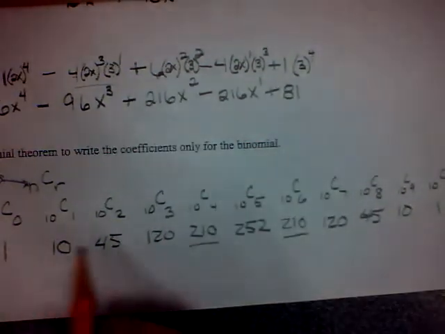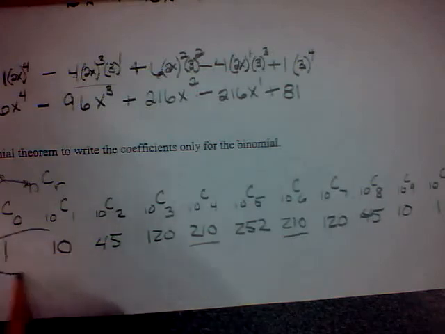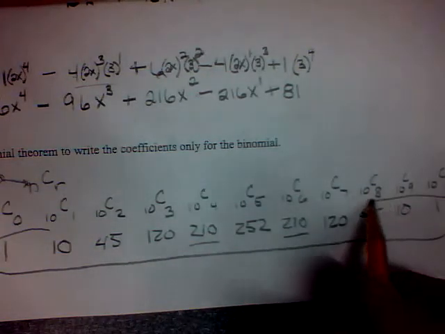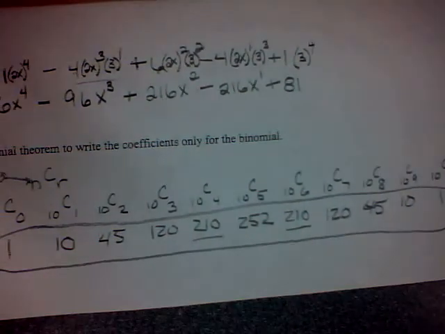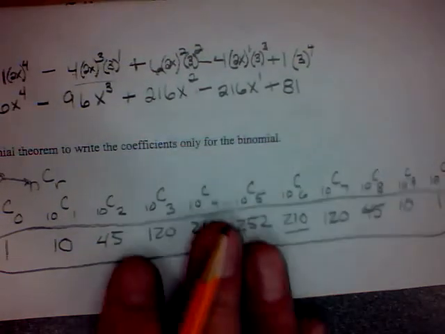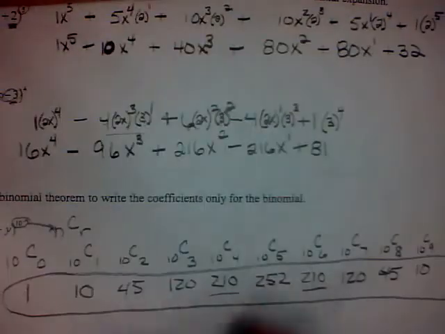Okay, and again, this is all we're looking for. This is just the row off of Pascal's triangle, and this saves you from having to write out the entire triangle when you're working through a power that's quite large.